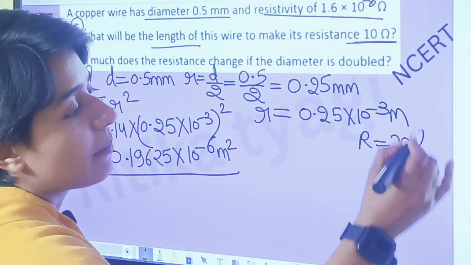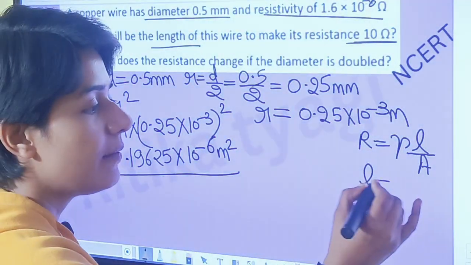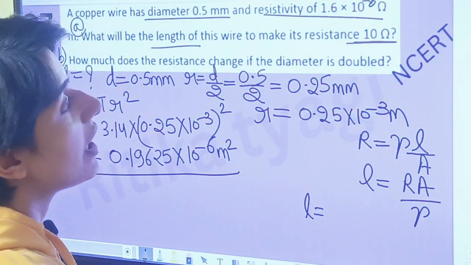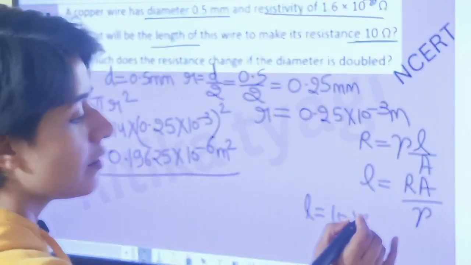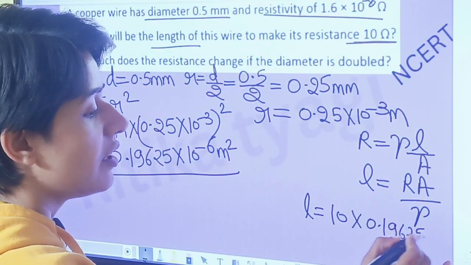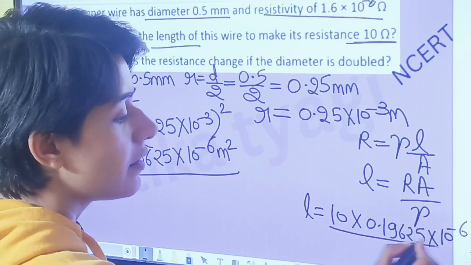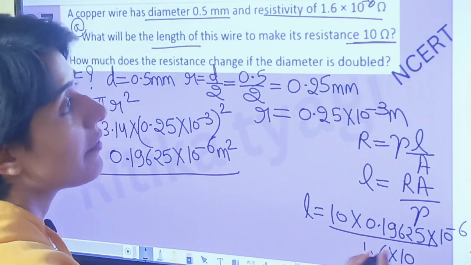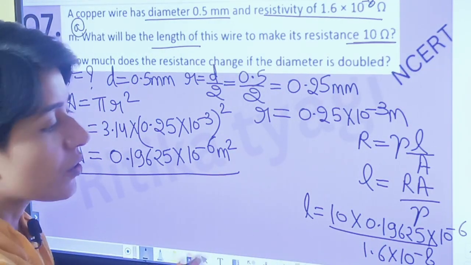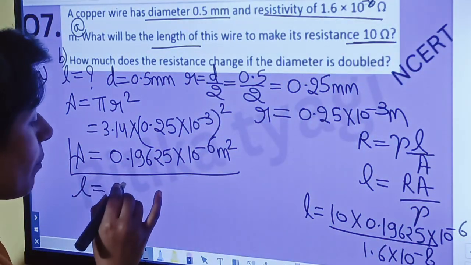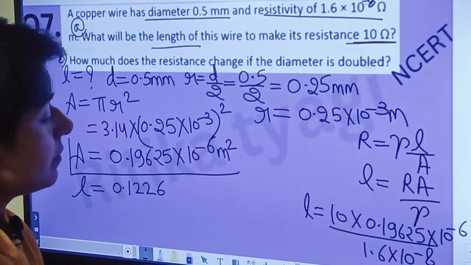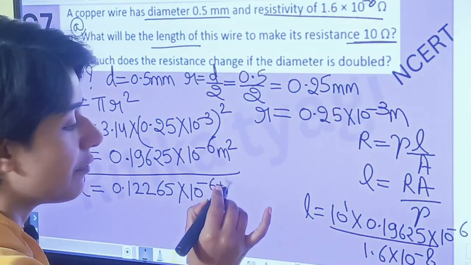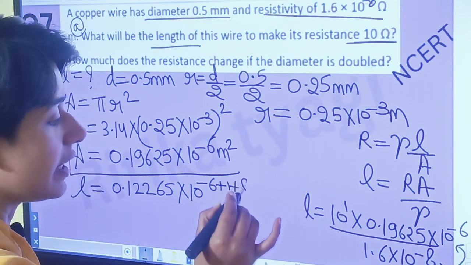Now R is rho L by A. We have to find the value of L, that is R A by rho. Now putting the value for R, which is 10, A is 0.19625 multiplied by 10 to the power negative 6, divided by rho. Rho is 1.6 multiplied by 10 to the power negative 8. On solving it, we get 0.12262265 multiplied by 10 to the power negative 6, positive 1 and negative 8 is positive 8.